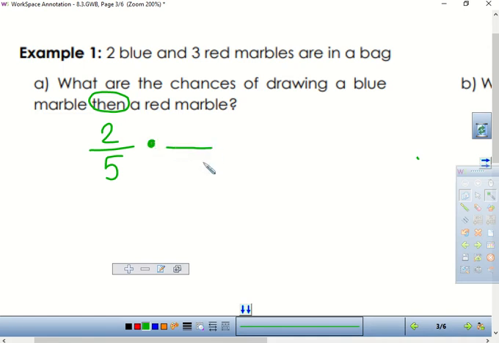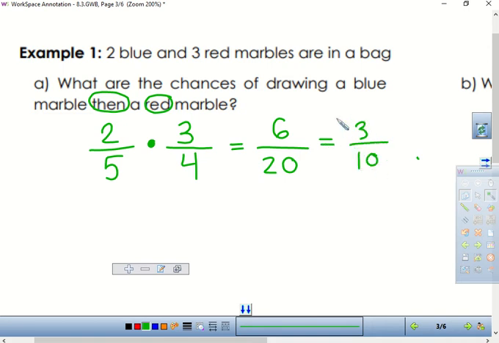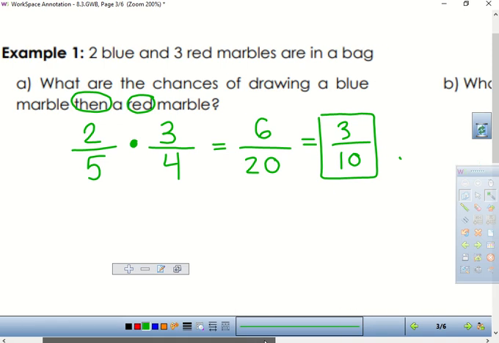And now how many marbles are left in the bag? 4, because we took away 1. And how many red marbles are in the bag? 3. So your probability here is 6 out of 20, which is equal to 3/10, or 30%. Exactly. In this lesson, there are certain basic calculations where I'll just be giving you the final answer, so we don't worry too much about the reducing and all that. You all know how to do that. So just a heads up.